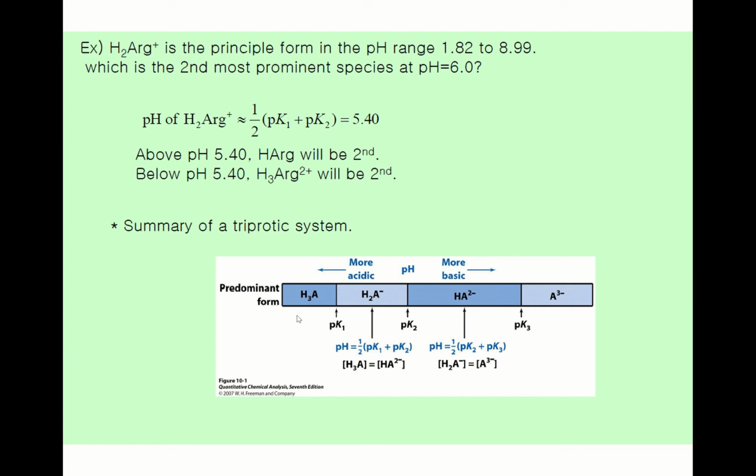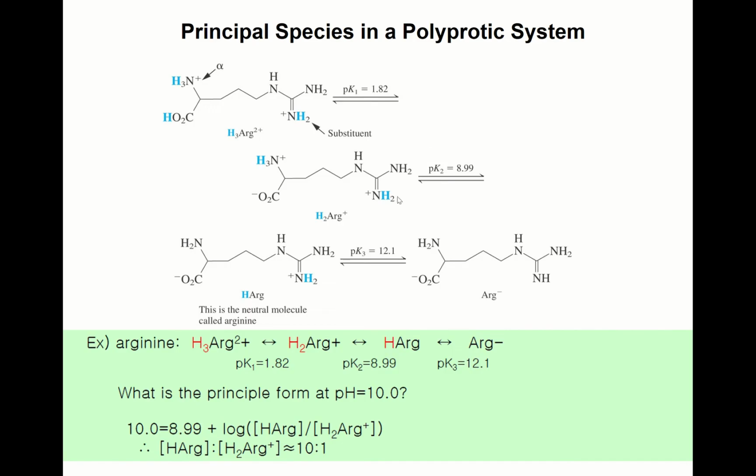This one below pK1 is the major, or principal, or predominant form. Between pK1 and pK2, this form, and between pK2 and pK3, not this form, and after pK3, this form. All right, and here the arginine. Between pK1 and pK2, this form is the principal or major species.